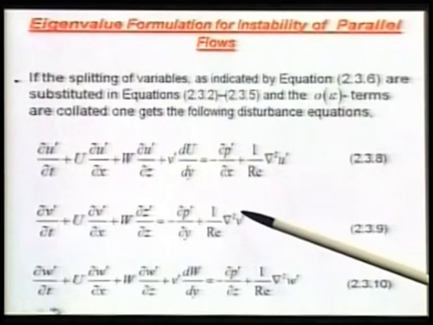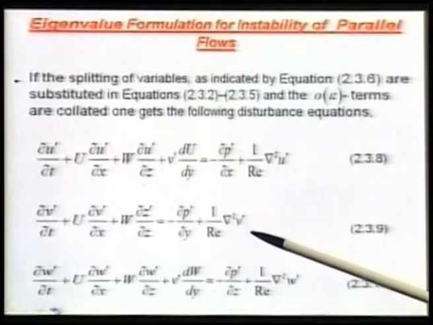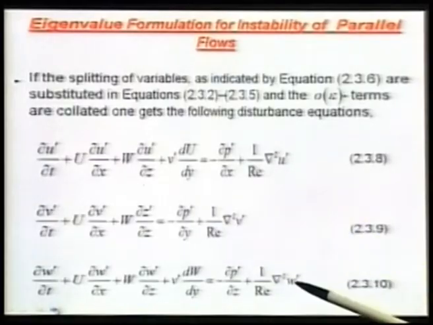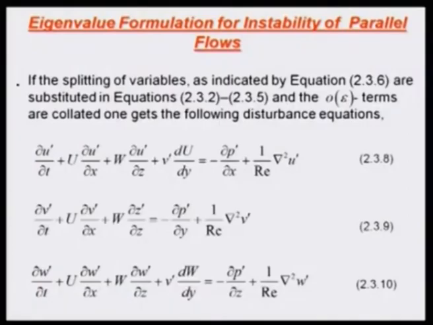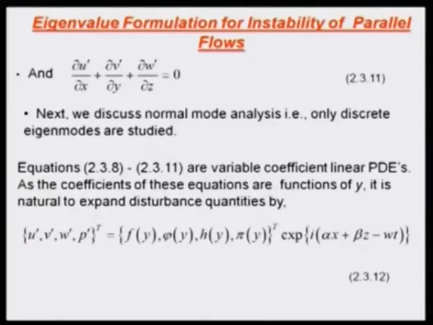The same way the y momentum equation can be simplified to yield this differential equation for V prime, okay, and the corresponding equation for the z momentum equation is written at the bottom. Okay, so these are 3 equations. This has to be supplemented with the perturbation equation obtained from the equation of continuity. That is fairly straightforward. You can directly write it down.